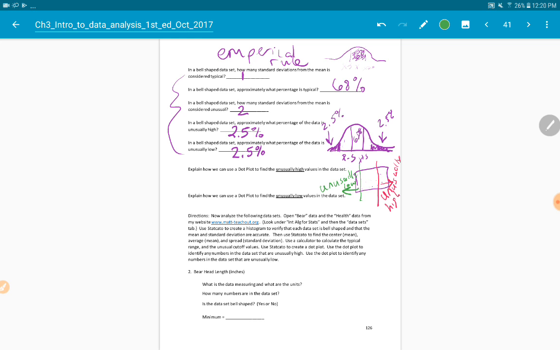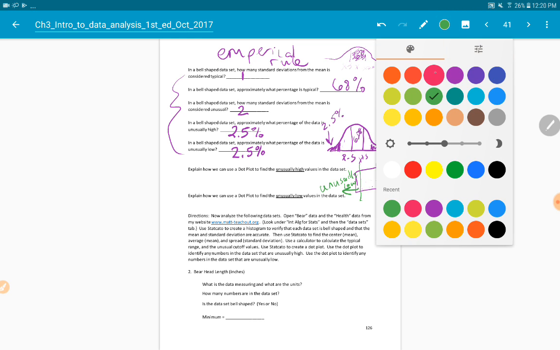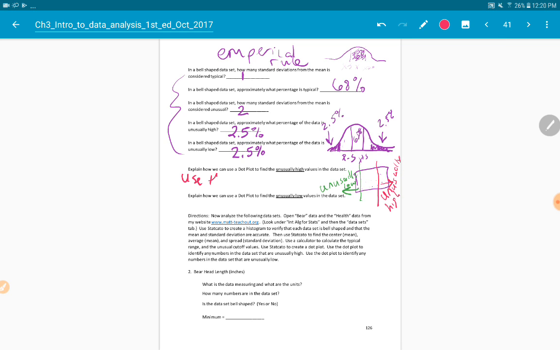So to answer these questions, I will say use the boundary as a fence and draw a line. Running out of space here. Look for values to the right to get unusually high values. And it's a similar answer for the low values. All right, so that's number 1 from 3E.